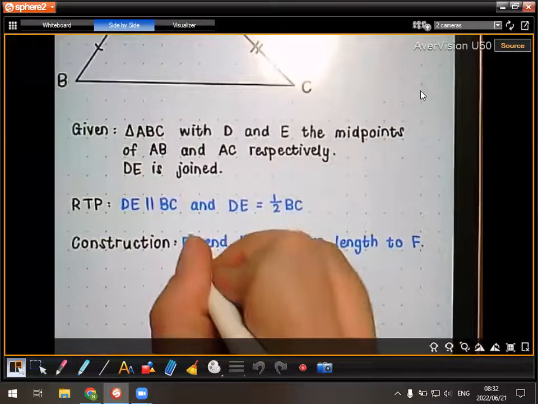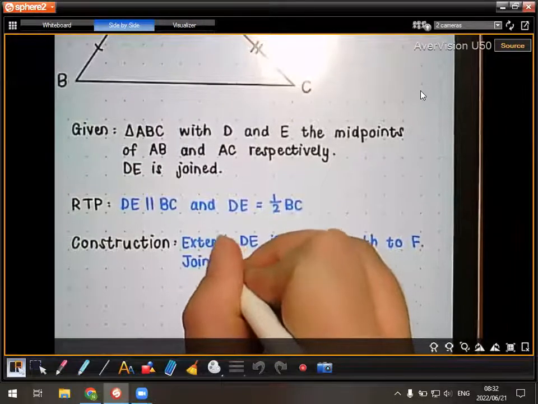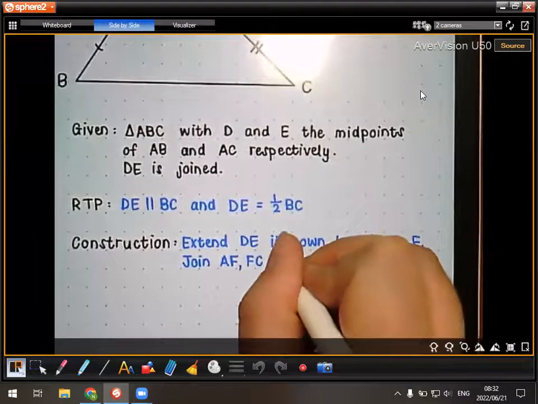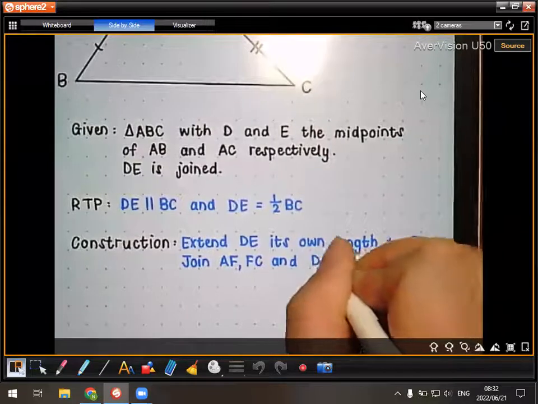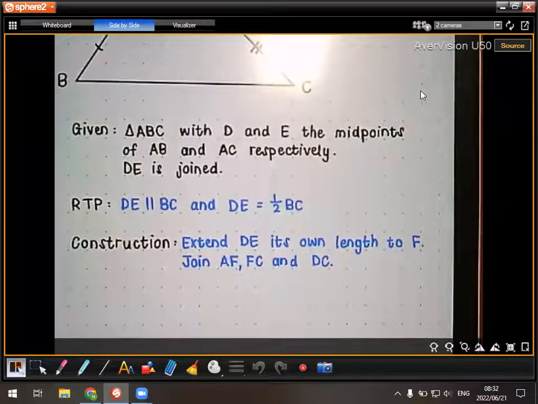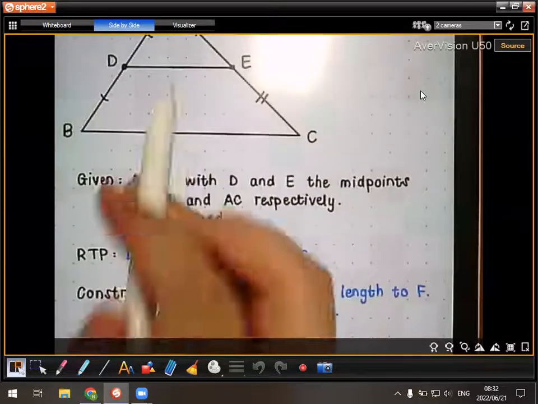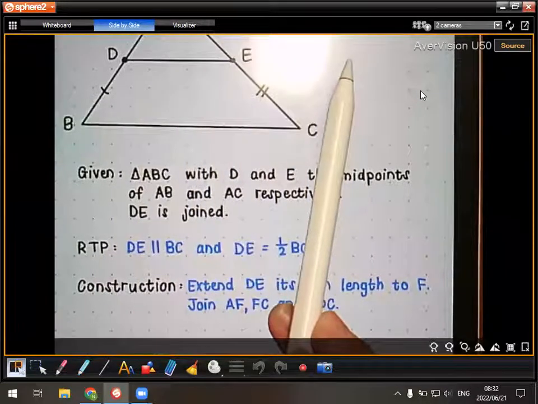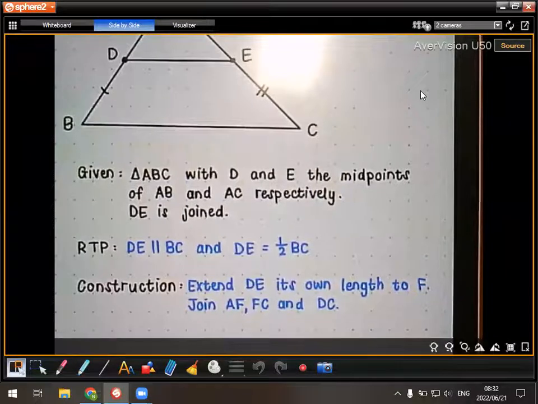And then we are going to join AF, FC, and BC. Okay, so guys, now what you're going to have to do for these is you're going to have to measure how long your DE is. All right, it will be different for all of us. So that line there, just use a ruler and measure that length. And then extend it by that same length. Right? And at the end of that part that you've extended, you're going to make point F. And then you're going to join all of those lines.